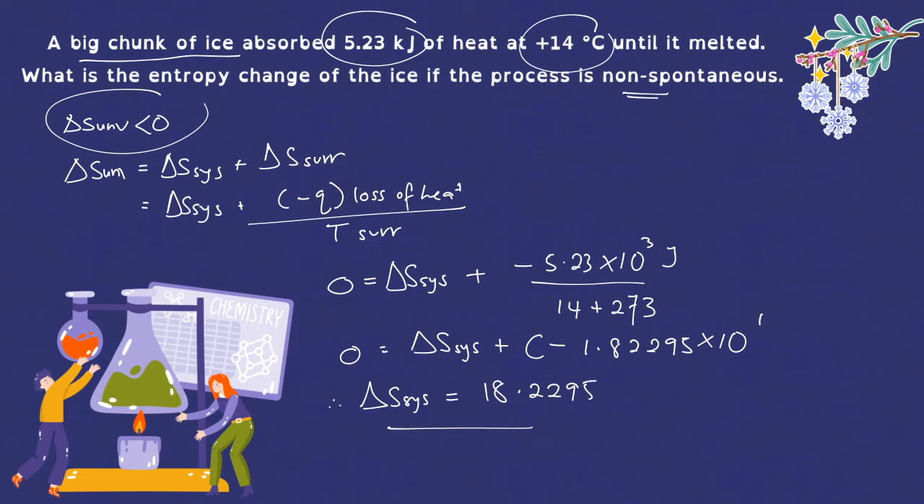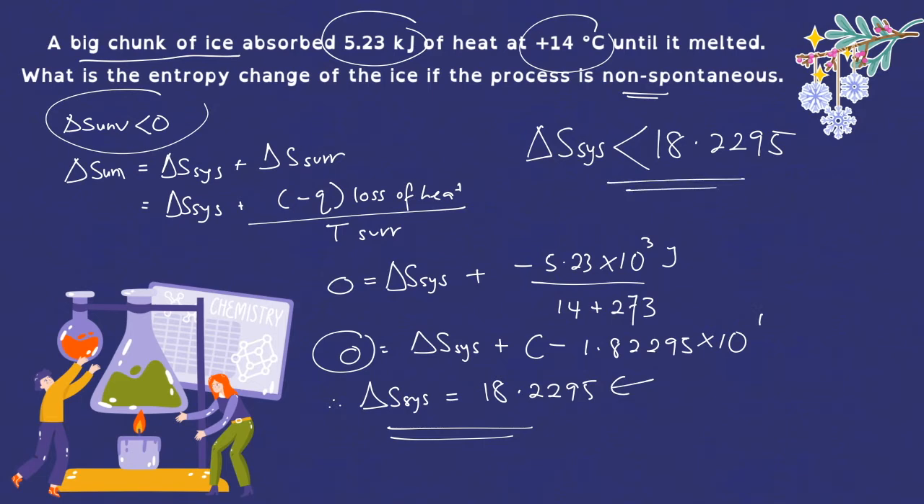18.2295. Okay, this value, if it is equivalent to 0, but you know that this is a non-spontaneous process whereby your delta S universe should be less than 0. In order to fulfill this requirement, your delta S system should be less than 18.2295. So how are you going to check this?